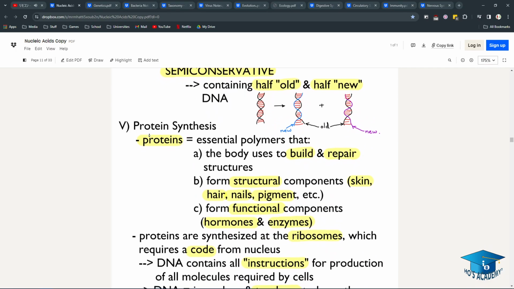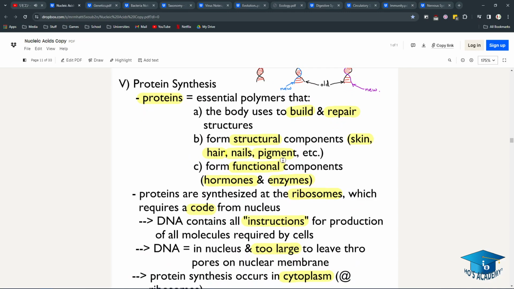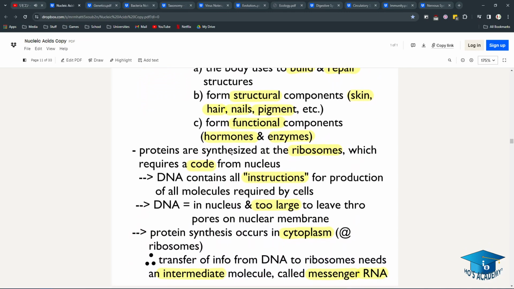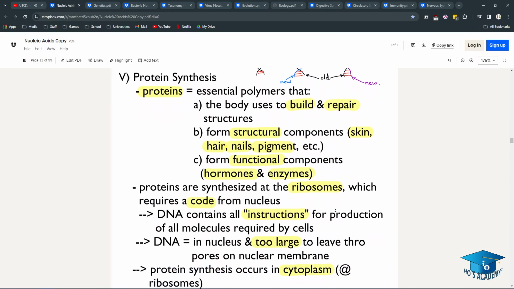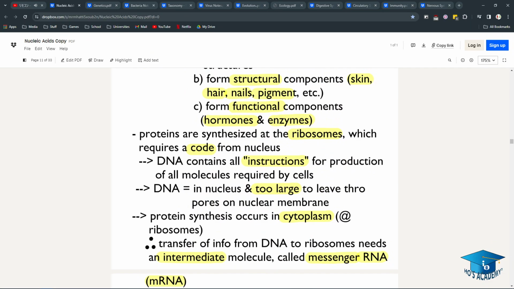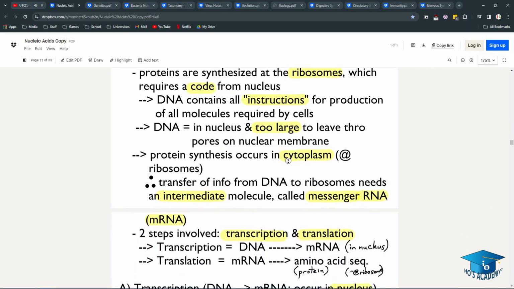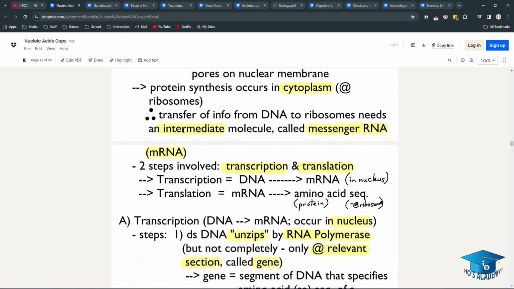So protein synthesis. Proteins are essential polymers that we talked about in an earlier video. But how are they made? They're made at ribosomes, which require a code from the nucleus. DNA, what we just replicated, contains every single instruction for production of all molecules required by cells. But the DNA is too large to leave through the pores in the nuclear membrane, which means we need to make pre-mRNA and mRNA for it to be able to leave.